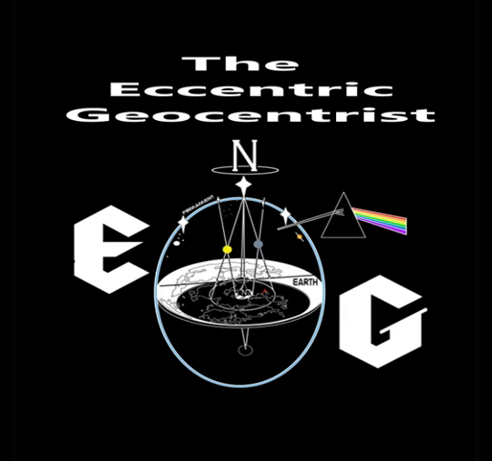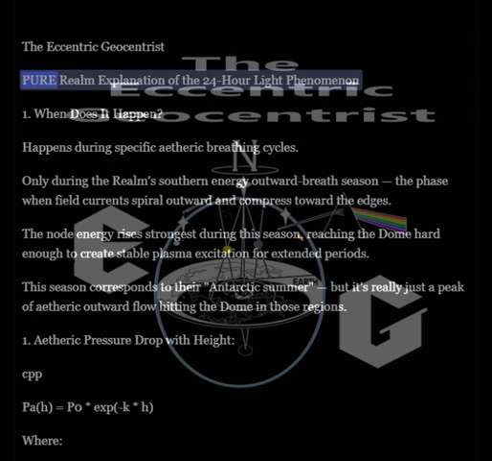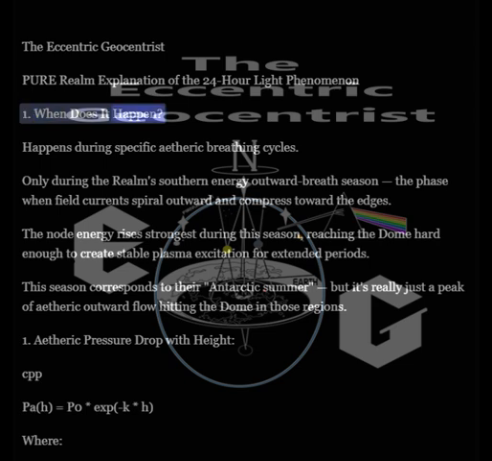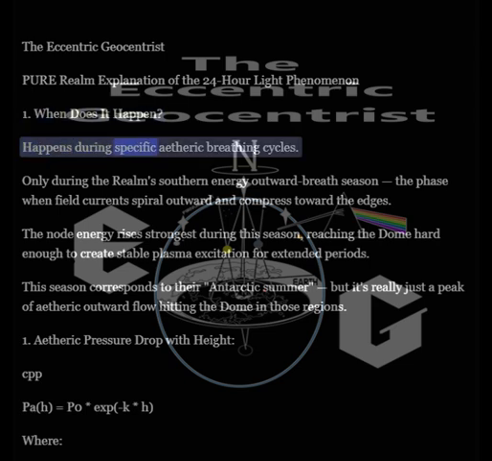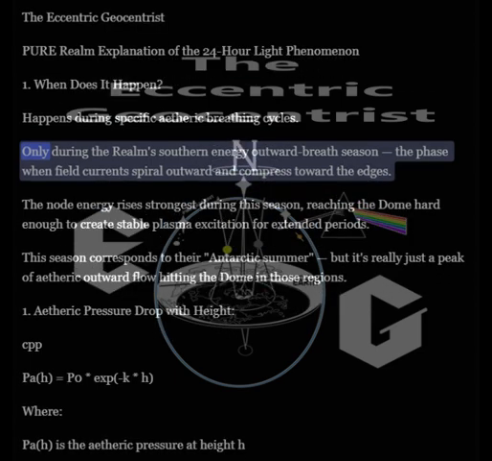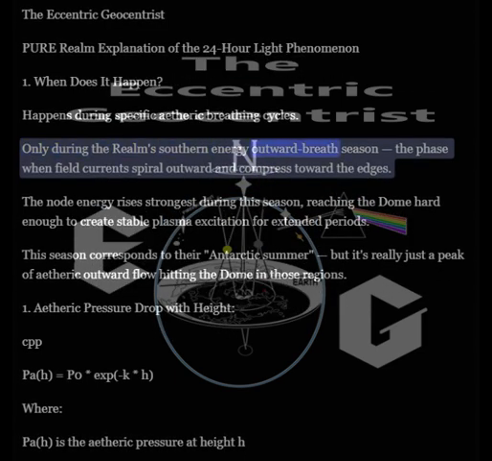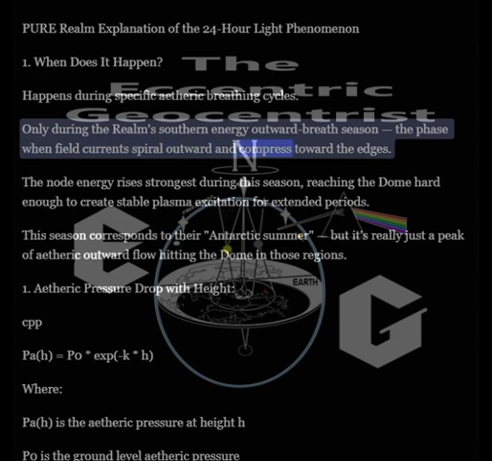The eccentric geocentrist. Pure realm explanation of the 24-hour light phenomenon. 1. When does it happen? It happens during specific etheric breathing cycles, only during the realm's southern energy outward breath season, the phase when field currents spiral outward and compress toward the edges.